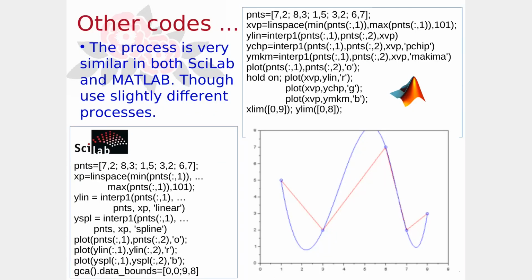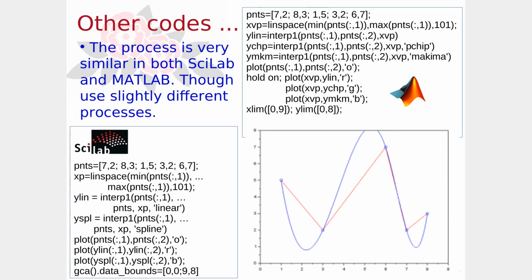Other codes, these can be achieved in both MATLAB and Scilab, with slightly different interpretations. So first of all, you'd set up the points now as an array, as we did before. Again, we've got a linear space from the minimum point to the maximum point. Remember that it's not a zero index now; it's an index of 1, and then set up the linear using the interp1 command in MATLAB.